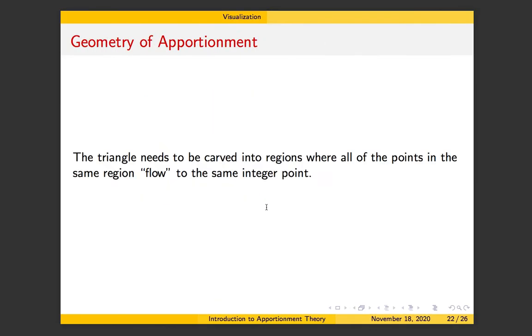Okay, so you can take that triangle and carve things up into regions where all the points in the same region flow to the same integer point, and that's how we'll visualize these methods.